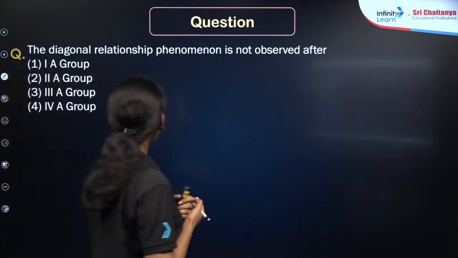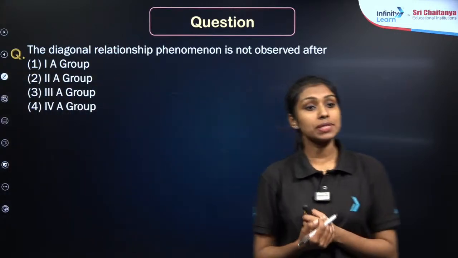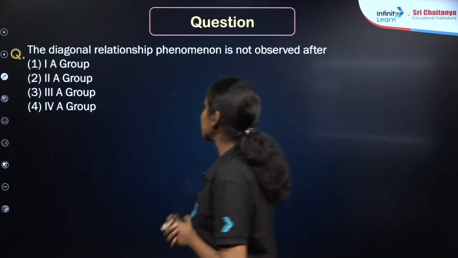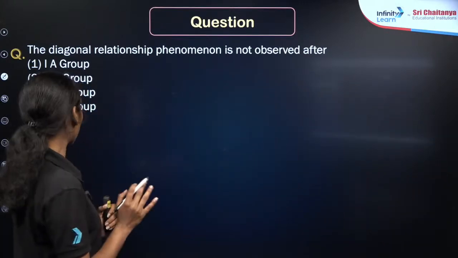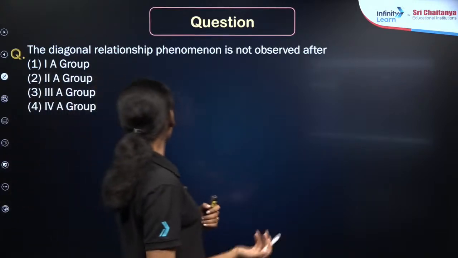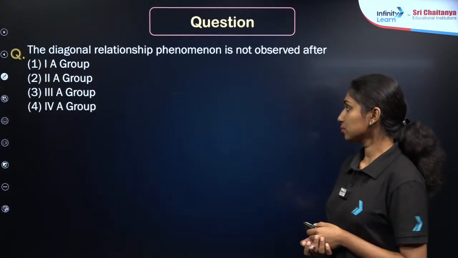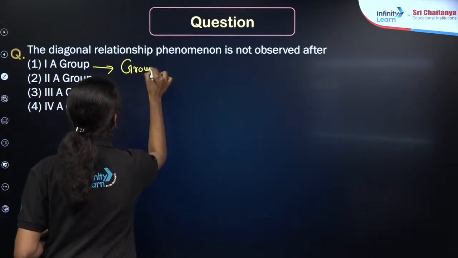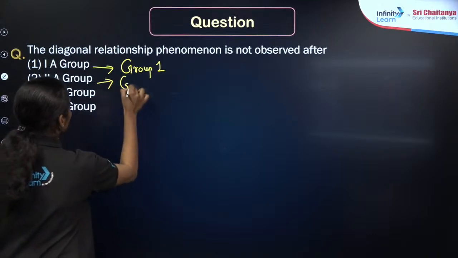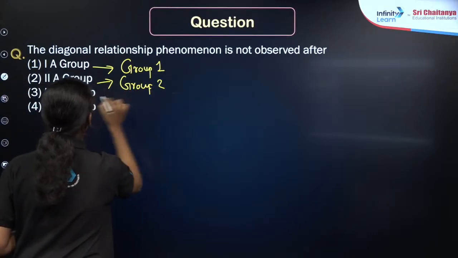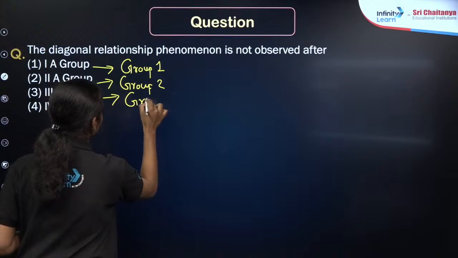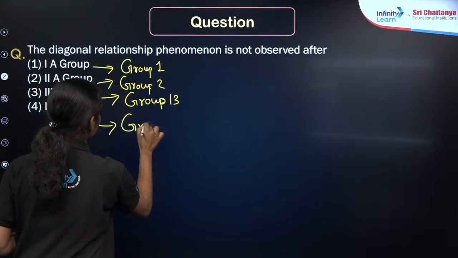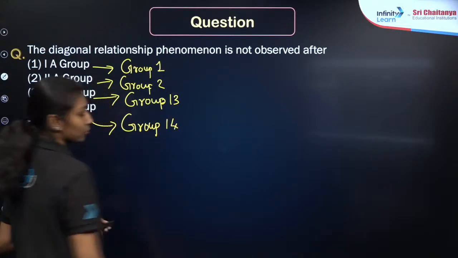Okay, here is the next question. The diagonal relationship phenomenon is not observed after which group? Whether it is 1A group, 2A group, 3A group or 4A group. The 1A group stands for group 1. Then 2A group stands for group 2. 3A group stands for group 13. 4A group stands for group 14. What will be the answer?